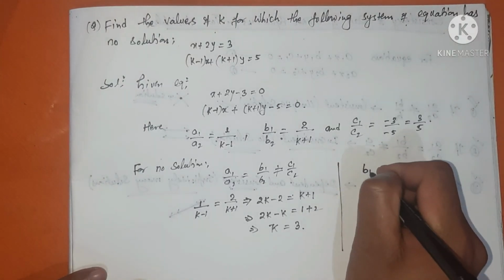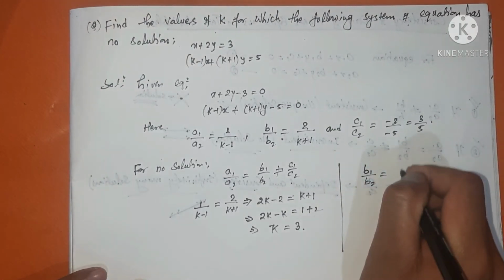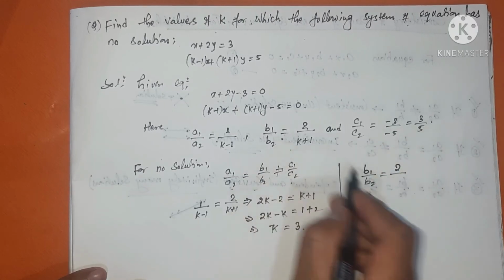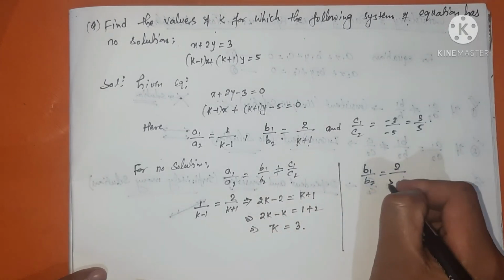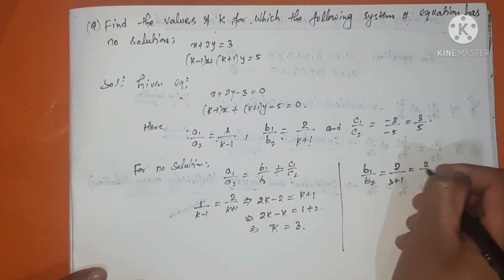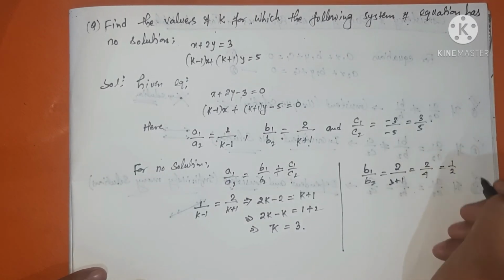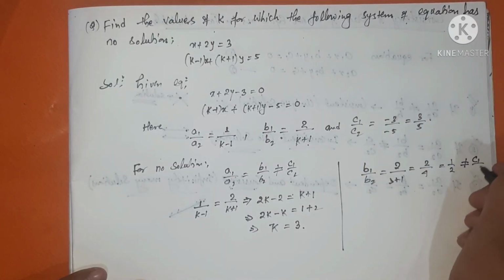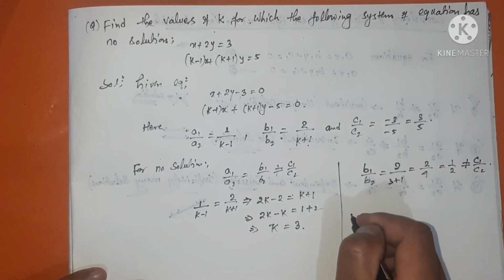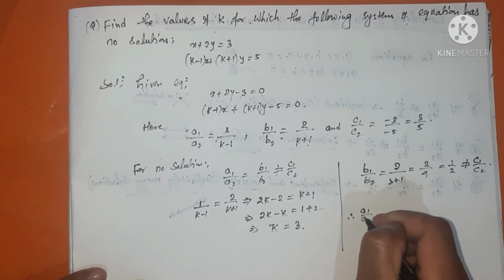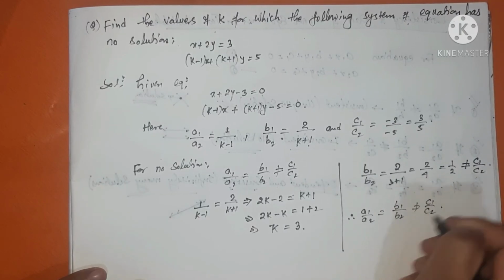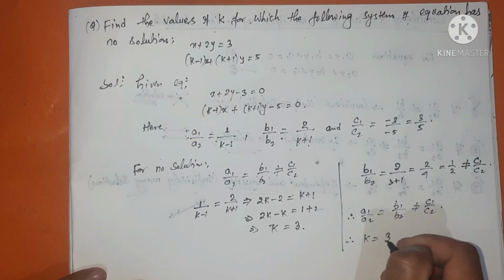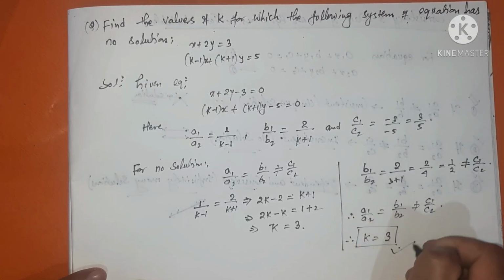but that should not be equal to the third one. So what will be b1 by b2? b1 by b2 will be 2 divided by k plus 1, this is the verification part, okay, but k is 3, so 3 plus 1, that is 2 by 4, or simply 1 by 2, which is not equal to c1 by c2. So here a1 by a2 is equal to b1 by b2 but not equal to c1 by c2. Therefore, the value of k must be 3 for this equation.